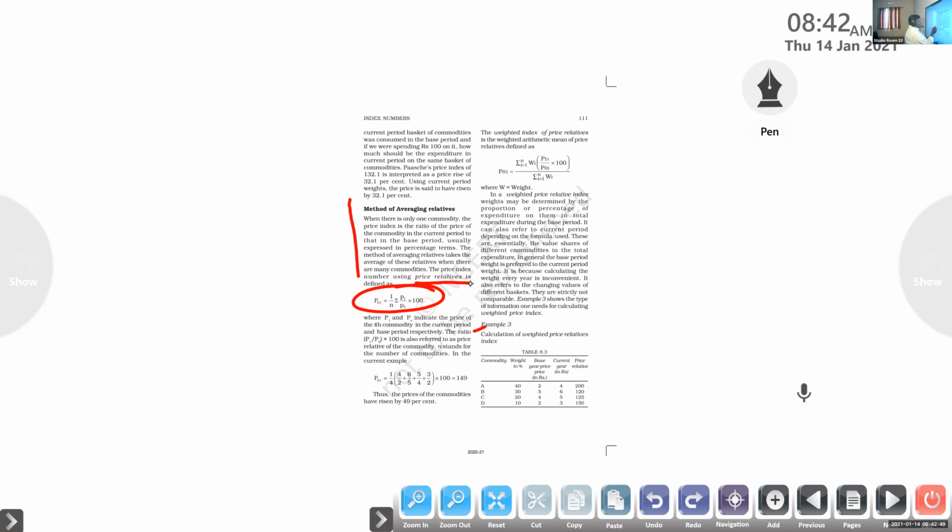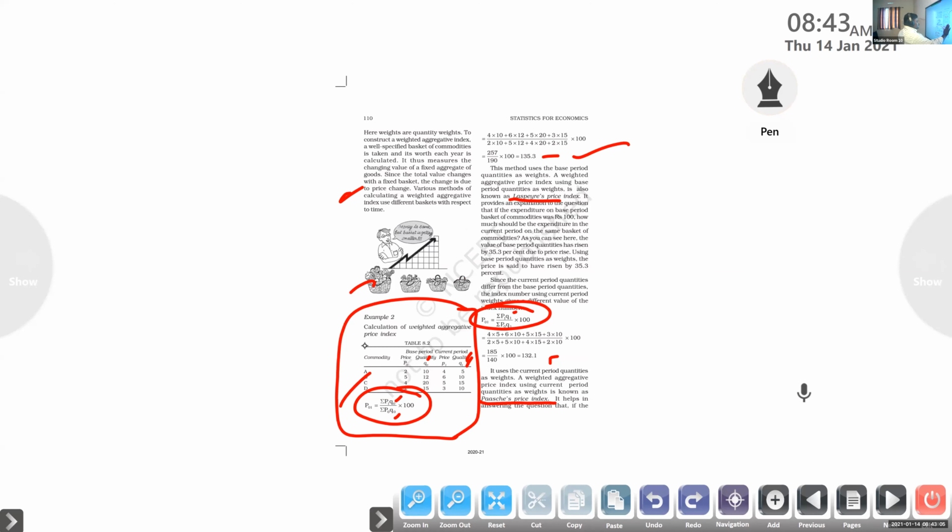Okay, we can define that with this equation, that is P01 is equal to 1 divided by n into sigma P1 divided by P0 into 100. Just to observe this clearly, here the same table only we are using to do that.